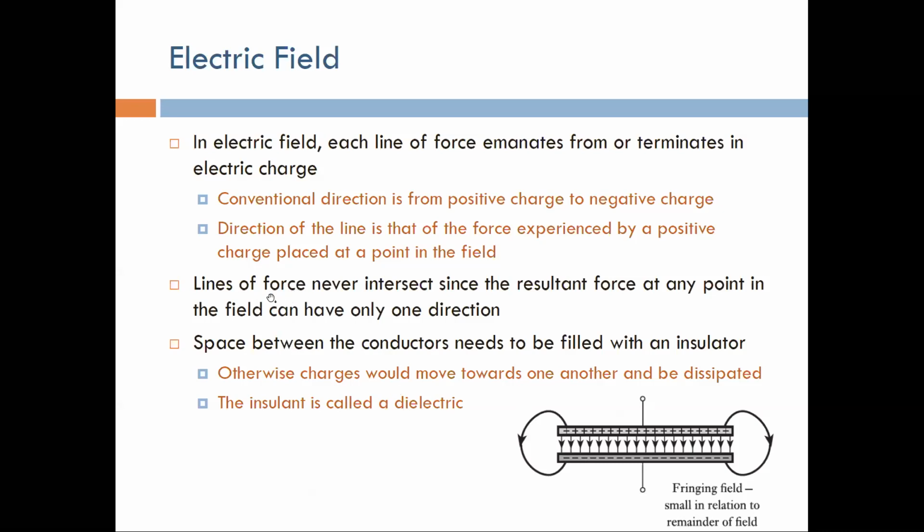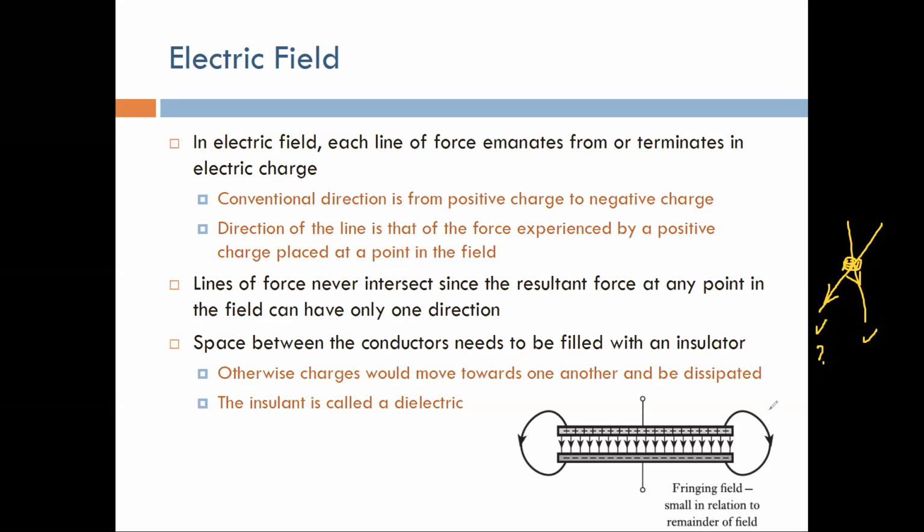The lines of electric force, the lines of electric field, never intersect, since the resultant force at any point in the field can have only one direction. We should explain this a little bit better. Imagine that I told you that there is an electric field direction like this. You have an electric field going like this, and there is another electric field line going like this. So at this particular point, if you place a positive charge here, will it go this way or that way?